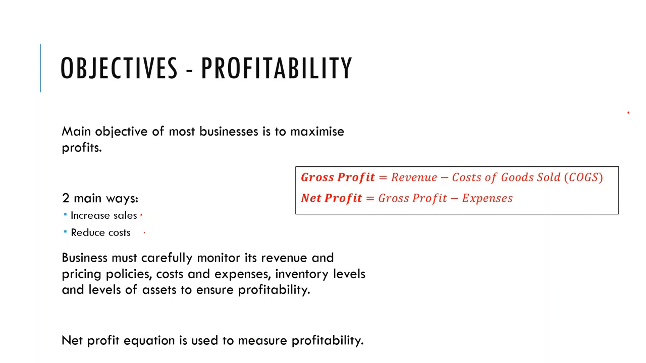We're going to start with profitability. And for business and business studies, this is the be all and end all for a business. This is where we start, okay? And that is the main objective. It's the first goal of a business. And we can do that in 2 ways. We can either increase sales or reduce costs.